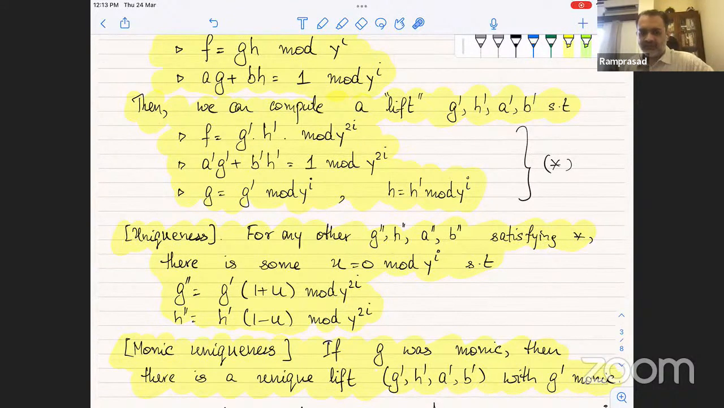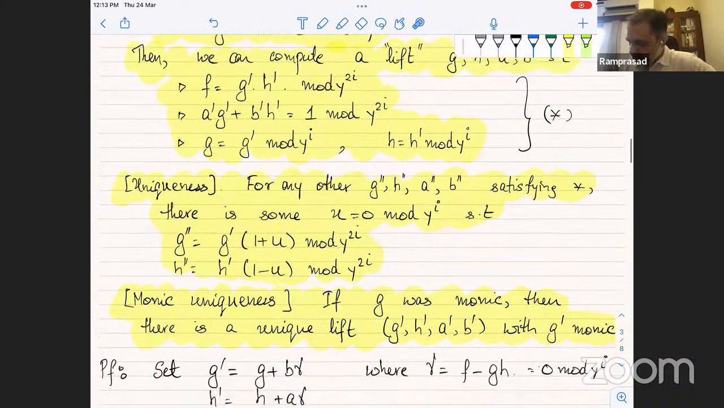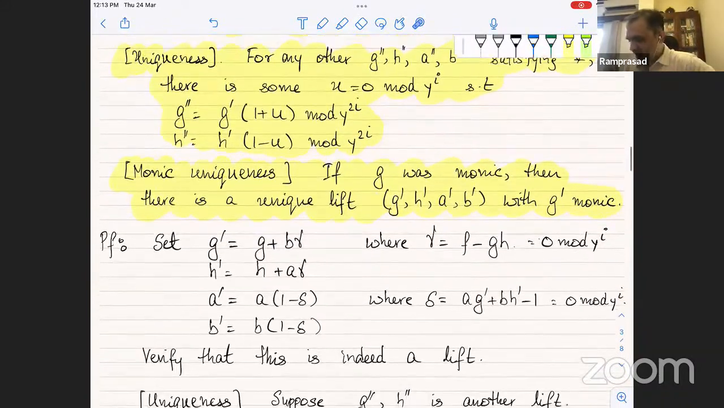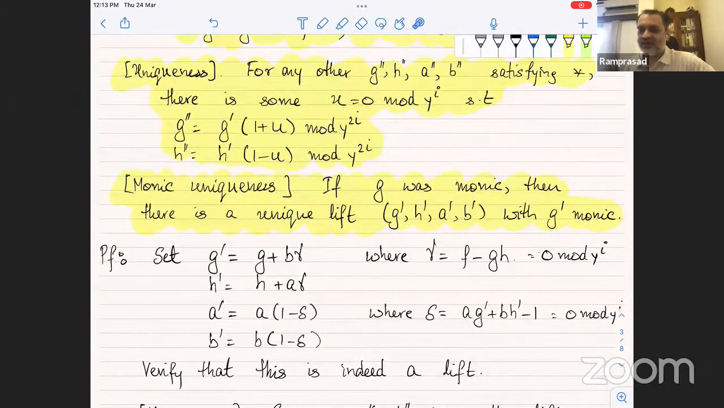Okay. So the proof of this is sort of uninsightful. I will just basically tell you precisely what this G prime, H prime, A prime, B prime are, and you just need to verify. We just did a short example, and you just need to expand on top of that. G prime and H prime we already saw. It was basically G prime equals G plus B gamma, H prime equals H plus A gamma, where gamma happens to be this F minus GH. Right, so that's what we did.